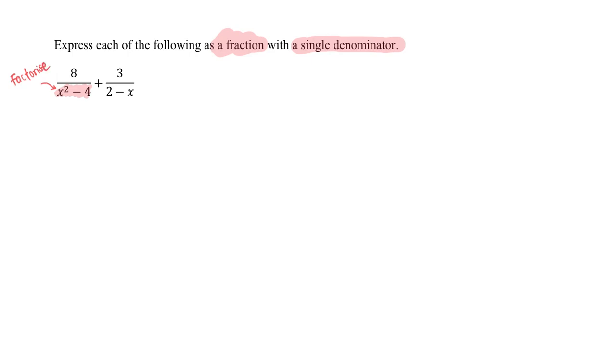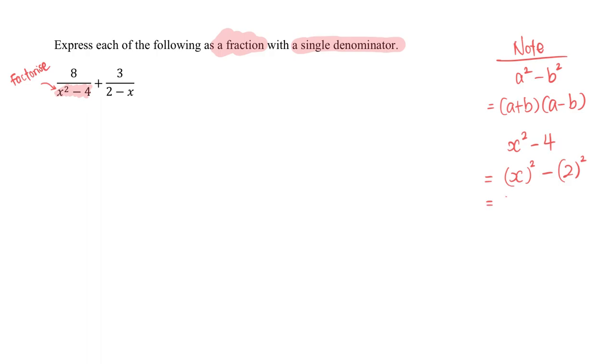factorize. And for x squared minus 4, this is how I would factorize it. I will go back to my special product, a squared minus b squared. This is equal to a plus b, a minus b. So with x squared minus 4, this will become x times x and 2 times 2. So I will then be able to get my factorized form, x plus 2, x minus 2, and therefore this is what you will see in the next line of my working.